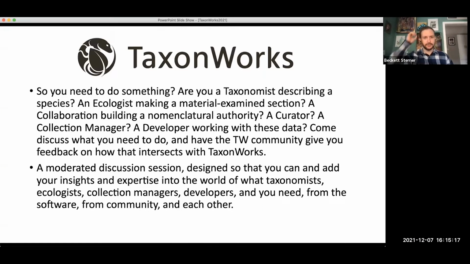Just to touch base with the charge that Matt and Deb gave me, here's the text for the session this morning. You need to do something. And in most cases with big data and data infrastructure, that means you need to do something together with someone else, because one person generally can't do it all. So maybe you're a taxonomist, an ecologist, working on a collaboration around nomenclature, a curator, a collection manager, a developer. Hopefully part of what we can elicit today is what are the things that you're working on and thinking about or needing in your position in the broader system, and how does that connect with TaxonWorks and other software platforms or applications.